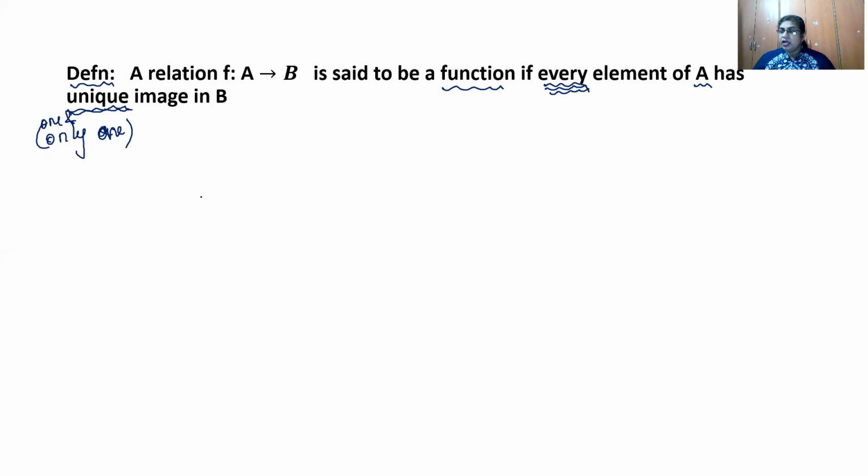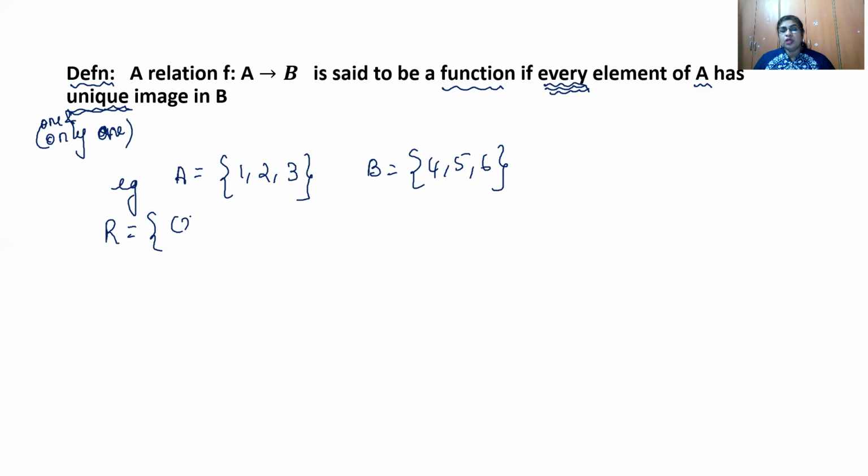Now, for example, let me give you one example. Suppose A is equal to {1, 2, 3} and set B is equal to {4, 5, 6}. So A and B are given to me, and the relation is defined as R equals the set of all (x, y) such that y is equal to x plus 3, where x belongs to set A and y belongs to the set B. Now, write the answer of this relation. Then we will check whether this relation becomes a function.